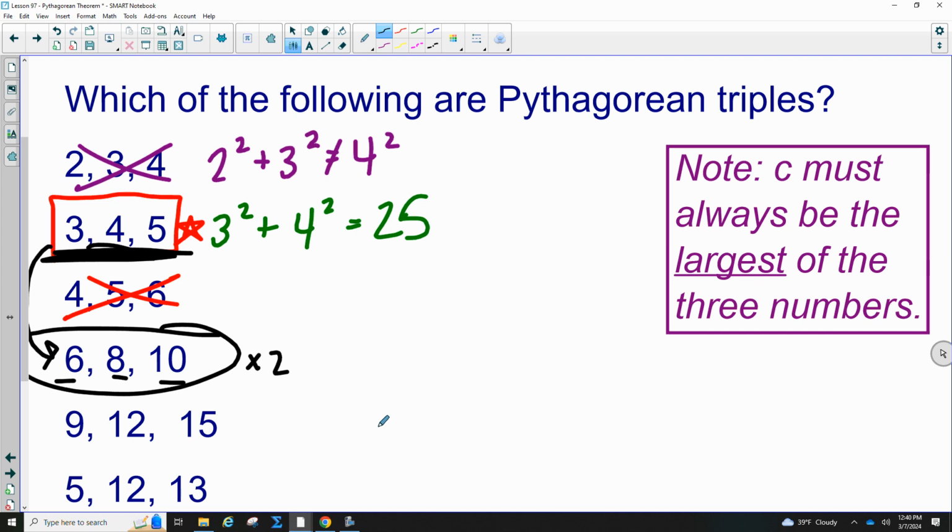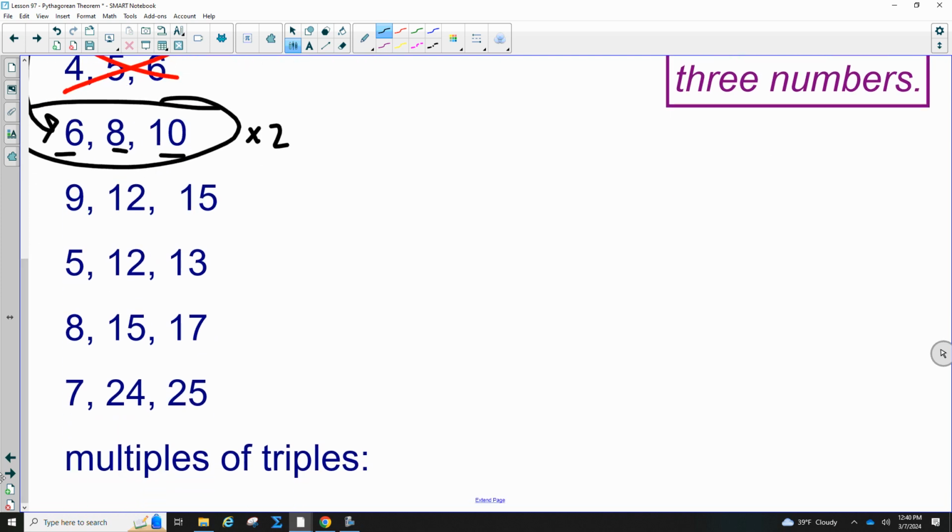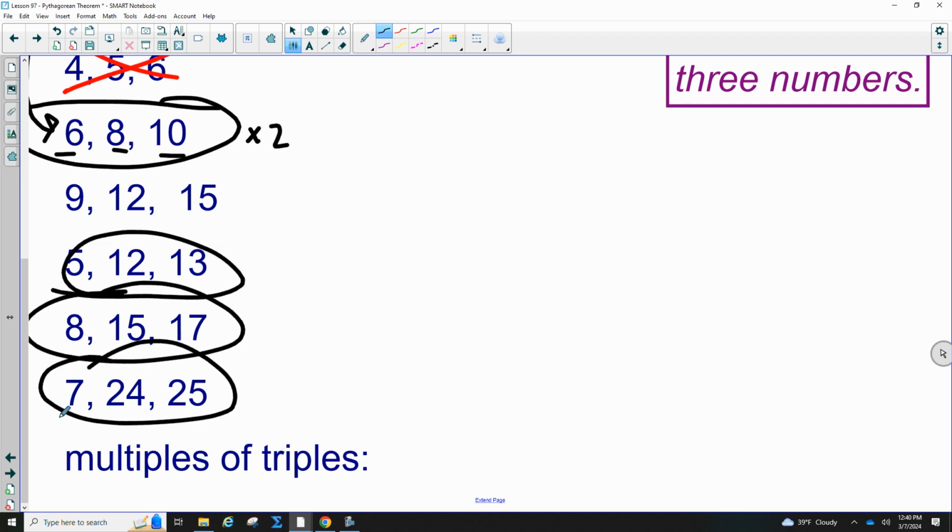9, 12, 15. So we could check all of these, and if they are Pythagorean triples, this one is, this one is, this one is. I don't think 9, 12, 15 is. Might have to check that one. All right, but those are some of the ones. If you memorize, it can be helpful, but you can always check.